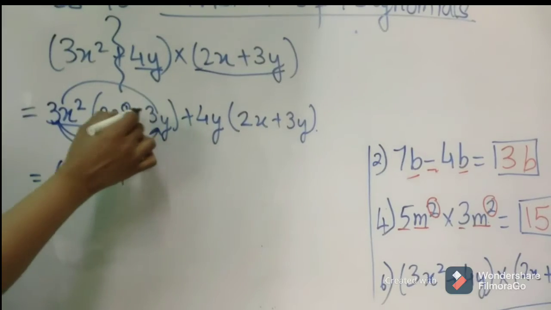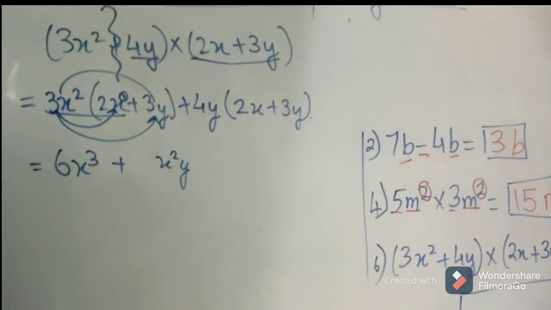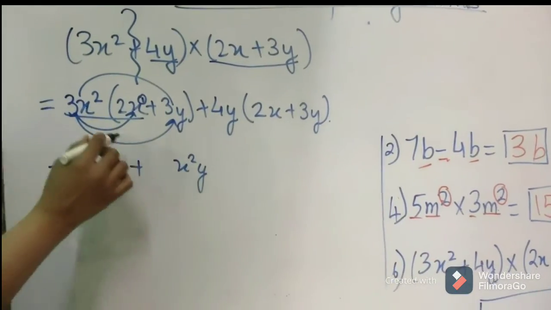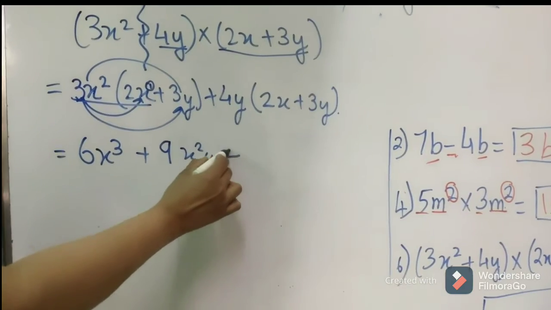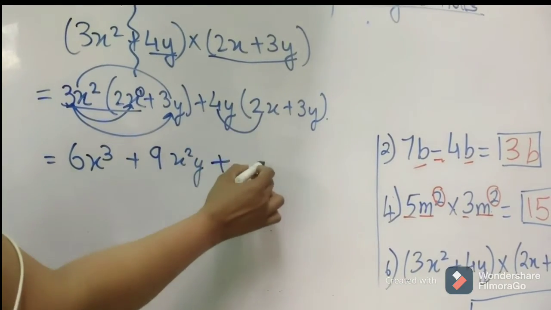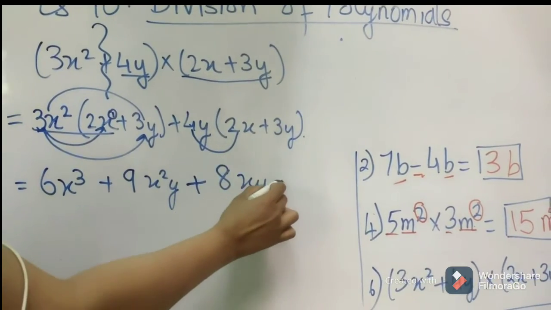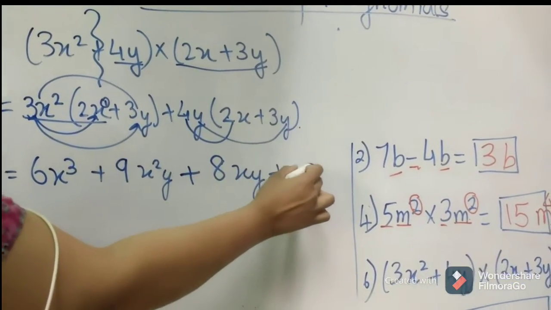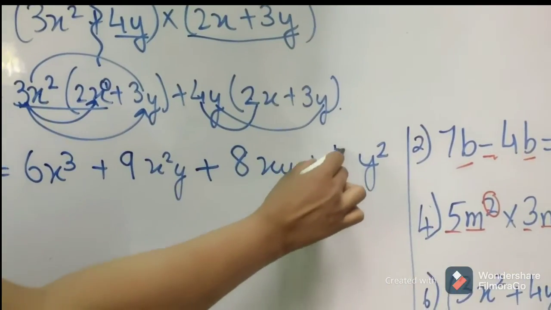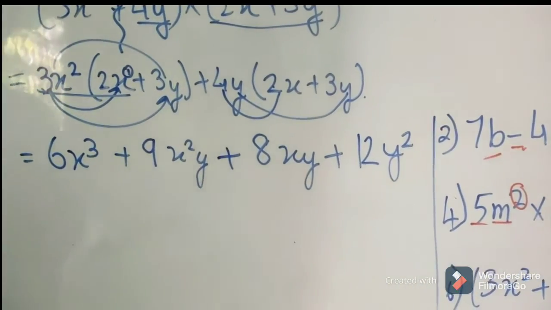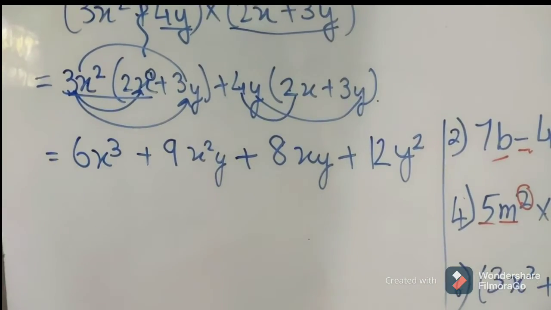Now come to the second one, x square into y, it will be x square y because they are not like terms, so as it is you have to write, and 3 3s gives me 9. Moving forward, again no like terms, so I'll write xy, and 4 2s are 8. Going forward, now I have like terms, so y into y becomes y square, and 3 4s are 12. Okay, so this will be the answer for the sixth sum.